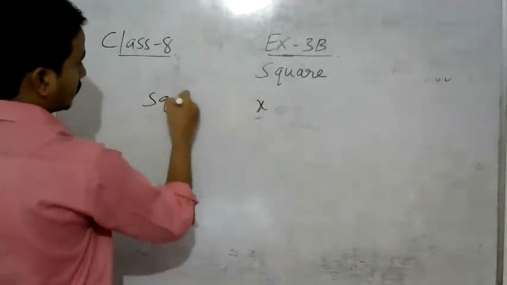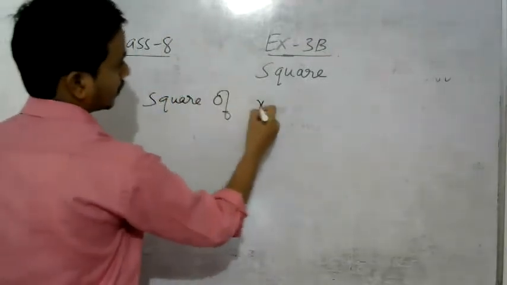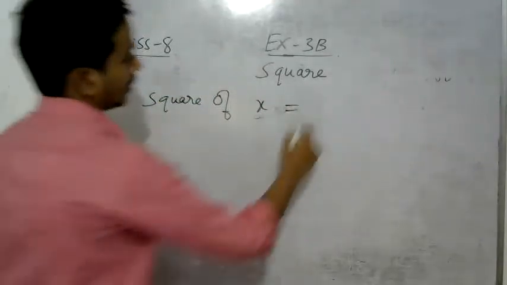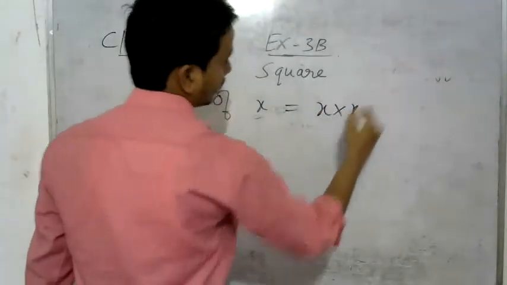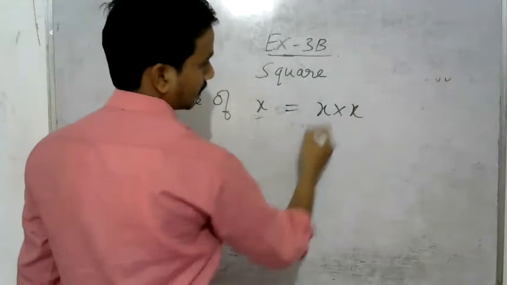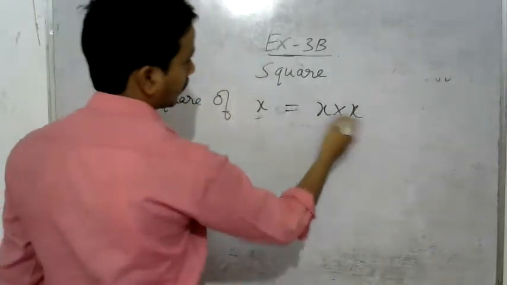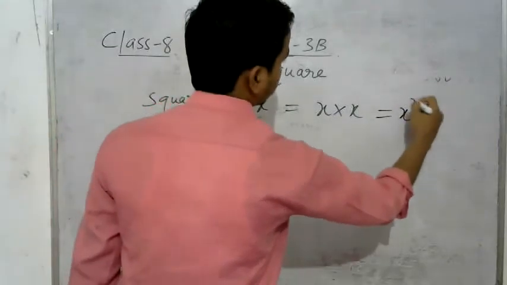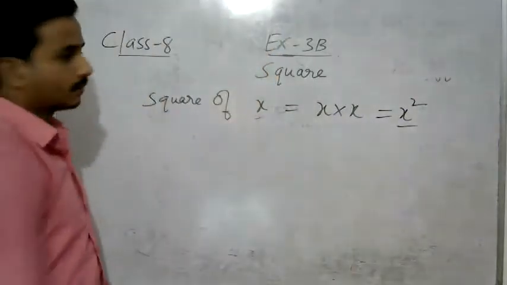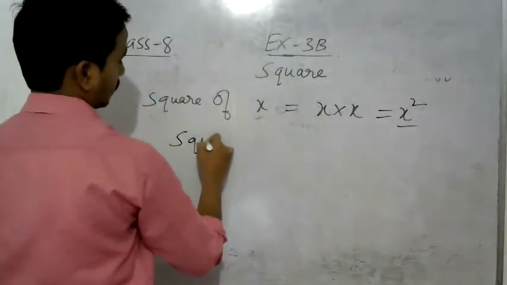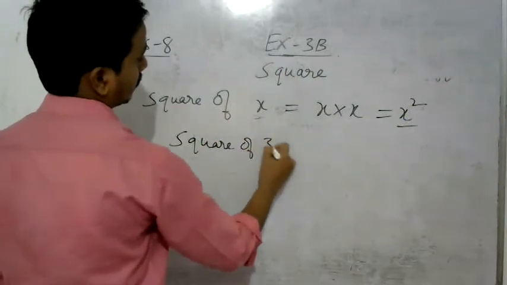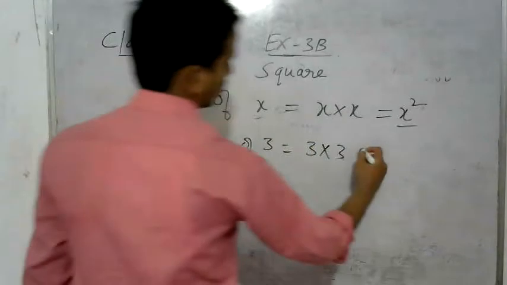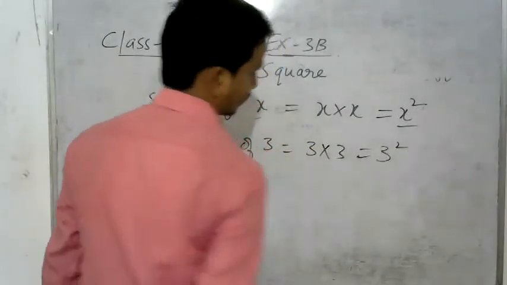The square of any number x is equal to the number multiplied by itself, x multiplied by x. The number multiplied by itself is known as the square, and it is denoted by x raised to the power 2. For example, the square of 3 is equal to 3 multiplied by itself, 3 times 3, and this is known as 3 square.